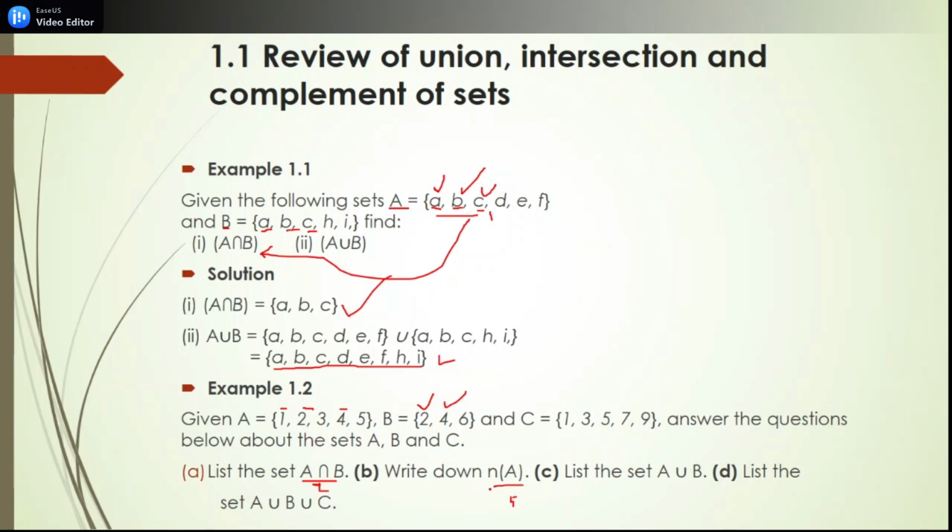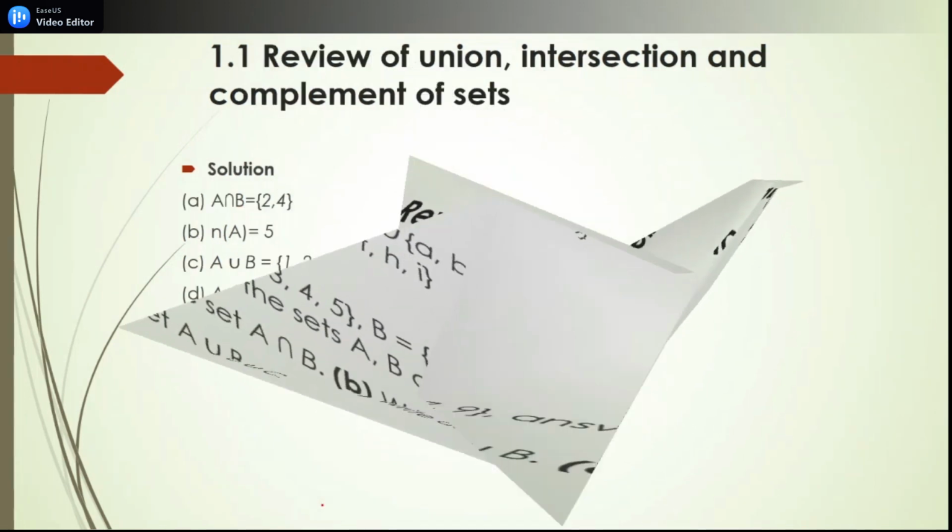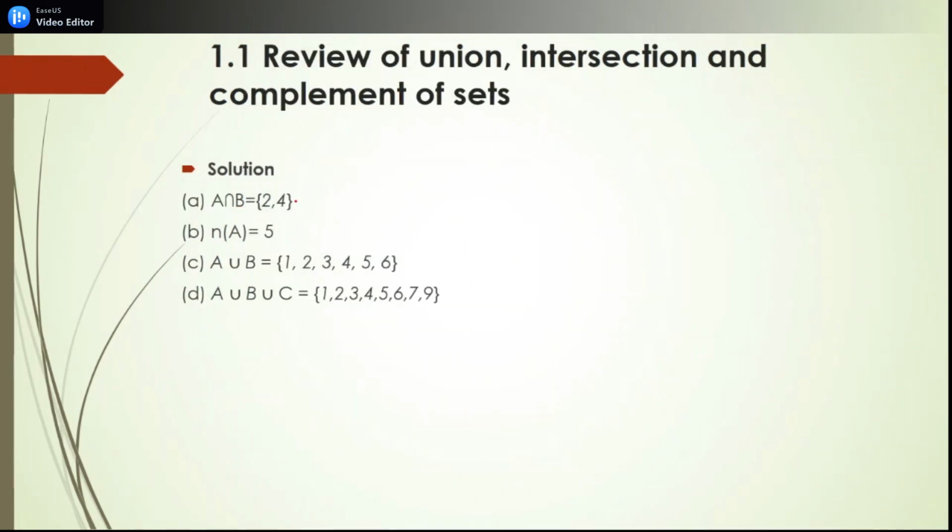Then list the elements of A union B union C. We have to count those elements. It is equal to 1, 2, 3, 4, 5, 6, 7, and 9, because 1, 3, and 5 are located in A, and so on. We have seen this one in some explanation above.